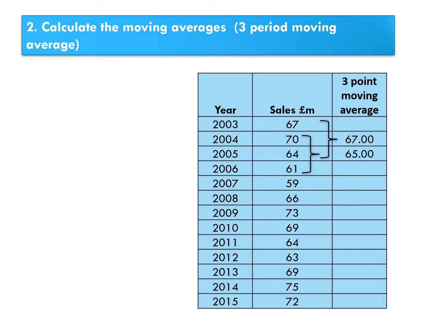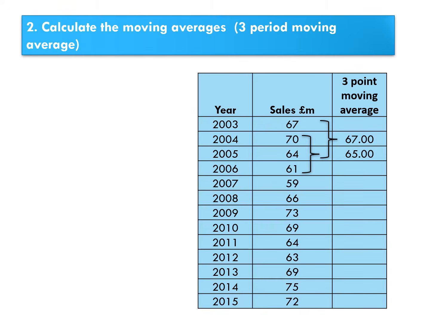So in this video, we're going to look at the 3-point moving average. So effectively, when we look at the actual sales data here, we can see it jumps around quite a lot, 67, 70, 64, it's quite jumpy. So we want to try and smooth out some of these variations. We want a kind of long-term trend. And so to do that, we look at taking an average. And we do that by taking something called the 3-point moving average.